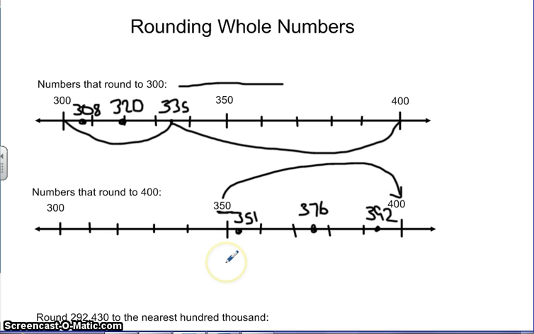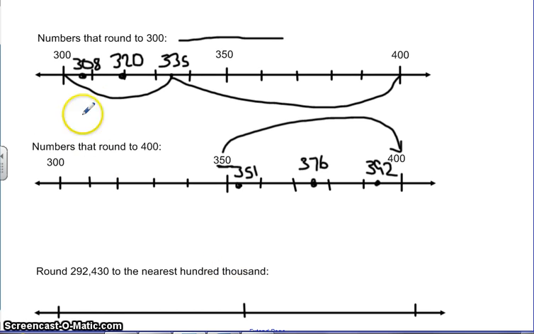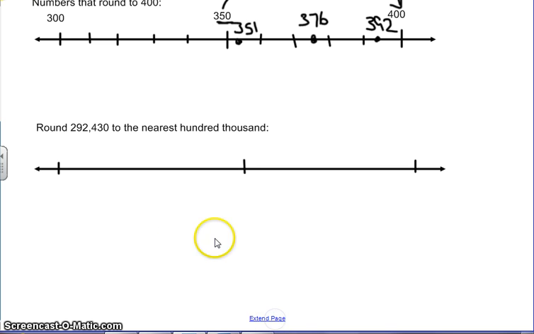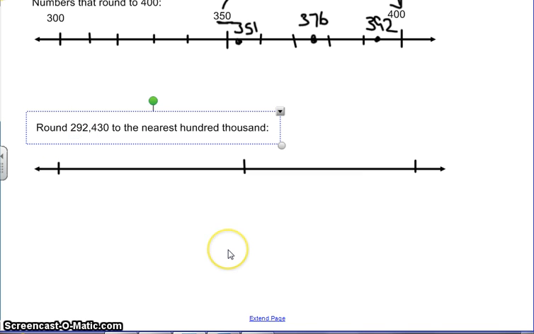Okay, I want you to go ahead and create one more number line, and we are going to round this number right here. I want you to try and say that number to yourself. We are going to round 292,430 to the nearest 100,000.